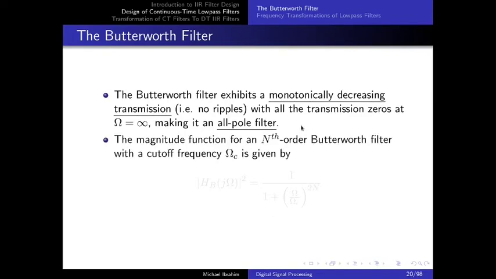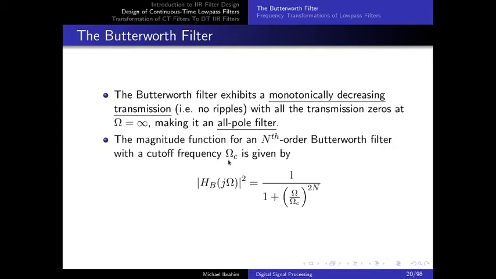The magnitude function of an nth order Butterworth filter with a cutoff frequency omega c is given as follows. The magnitude of the frequency response squared is equal to 1 over 1 plus omega over omega c to the power 2n. What do we mean by an nth order Butterworth filter? It simply means a Butterworth filter which has n poles. The order of a filter is equal to the number of poles it has. So if we say a second order Butterworth filter, it's a Butterworth filter with 2 poles. If we say a fifth order Butterworth filter, we mean a Butterworth filter with 5 poles, and so on.